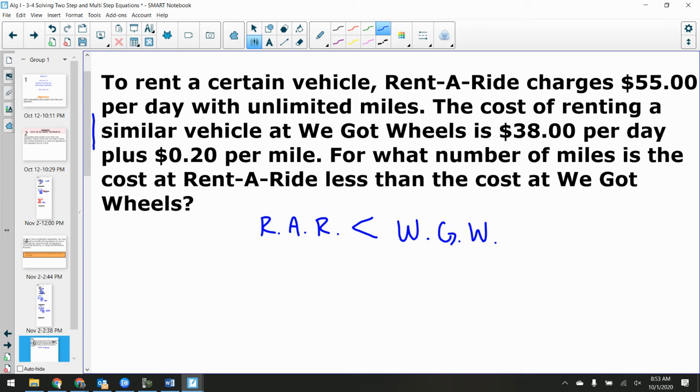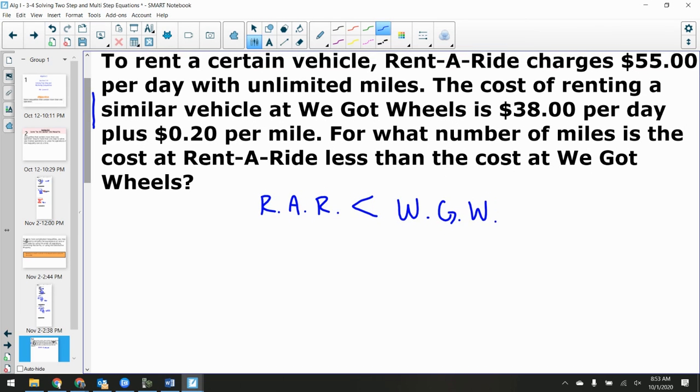Okay, so let's just talk through this here. So Rent-A-Ride is $55. Again, there's no variable here. If there's no variable there, it's just a $55 flat fee.